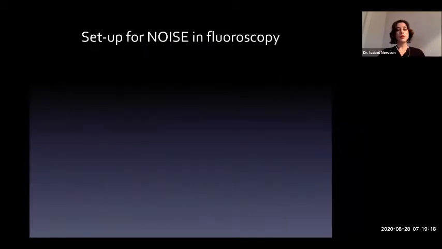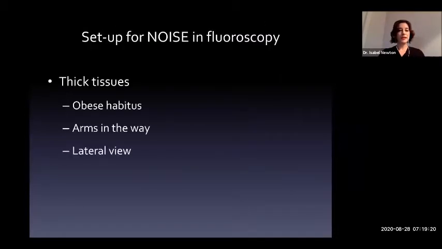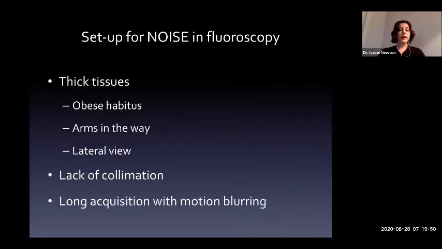So a setup for noise in fluoroscopy is, as I mentioned, thick tissue, so obese habitus, arms in the way because those increase the thickness and they include bone, which is quite dense, or a lateral view. I mentioned to you, I'm thicker in the lateral view than I am in the AP view, and that's often the case for most patients. And a lack of collimation. I'm driving this home because these are highly tested concepts and ones that can keep the dose down for you and for the patient and other operators. And finally, long acquisition with motion blurring.